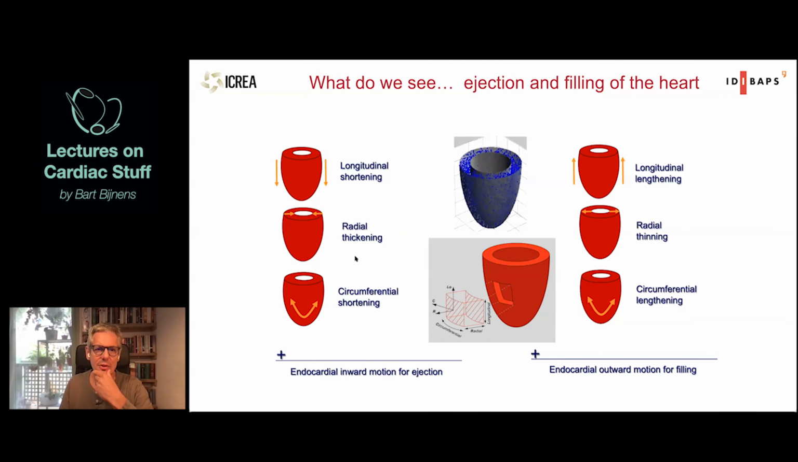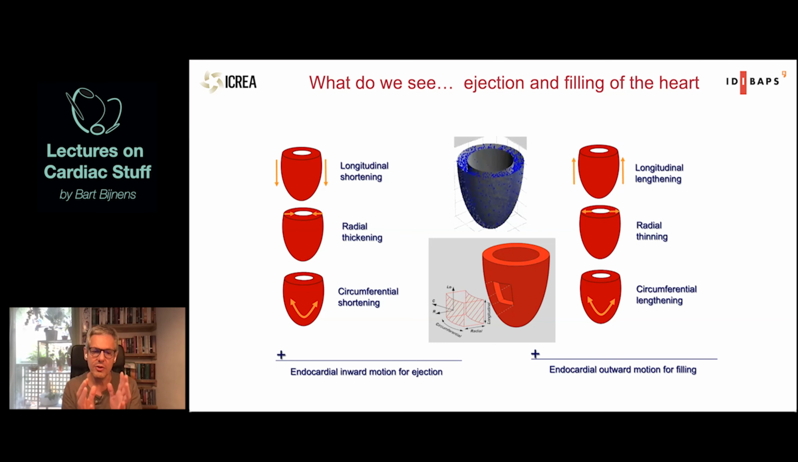So the first thing is, this is a slide I showed you before also, to look at the different components that you have. We know that during the ejection, the myocardium deforms. And when you look at deformation, first of all, deformation determines stroke volume. So this is very important. The more deformation you have, the more stroke volume will be ejected each time.